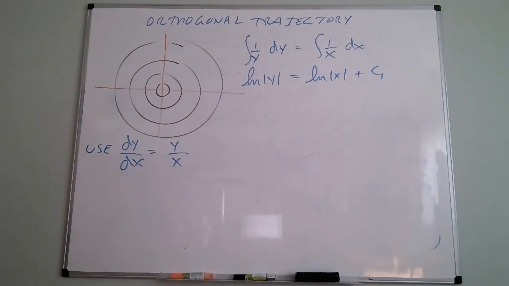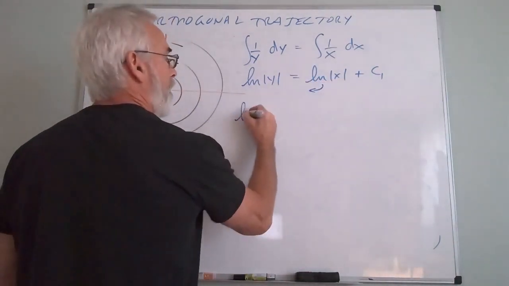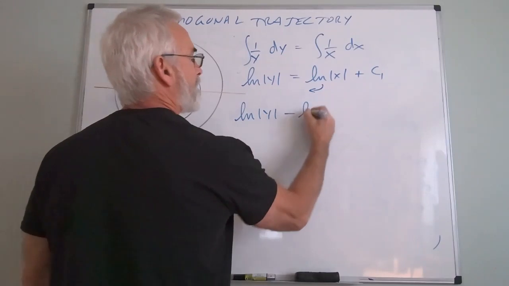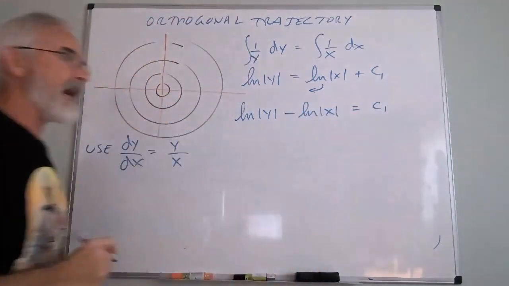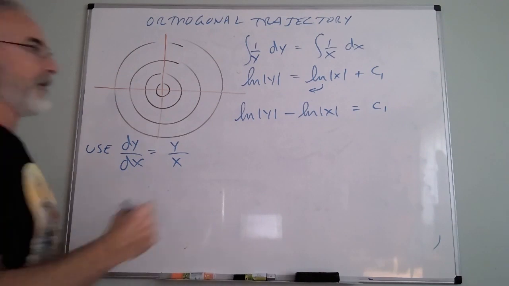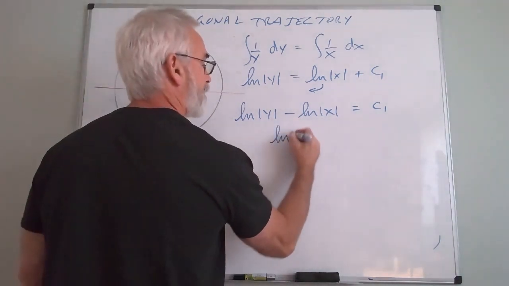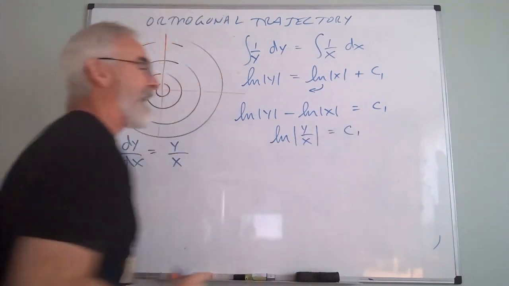Solving for y here looks like it could be really messy. So what we're going to do is we're going to move this guy over. And then we have log of absolute value of y minus log of absolute value of x equals c1. And now using a log property, we know the difference of the logs is the log of the quotient. So on the left side, I have the natural log of the absolute value of y over x equals c1.